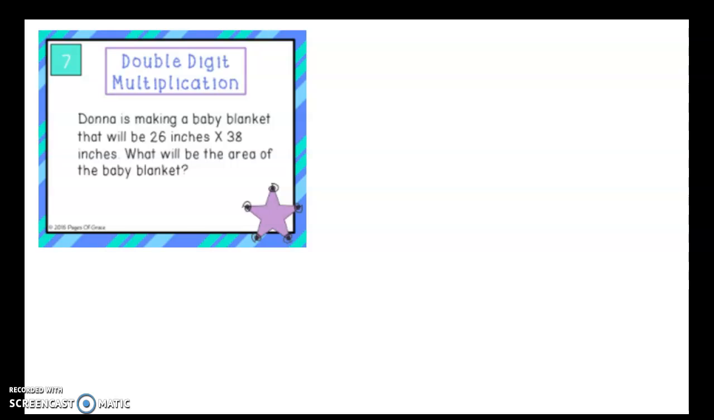So that is our key word right here, area. Okay, that is our key word for multiplication on this one. And again, you don't have to do a UPSC, but I need to see your work. I got to see your work. So here, I have the numbers 26 and 38. Those are my two numbers I'm multiplying. I'm going to choose to do an area model just because I like them.